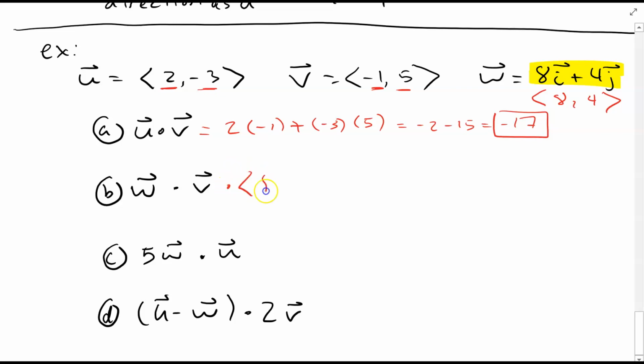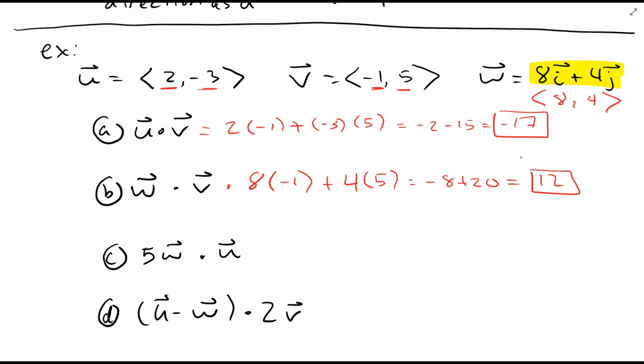So if I do that, we have the x component from vector w times the x component from vector v plus the y component from vector w times the y component from vector v. So I just get 12 there. Everybody okay there?